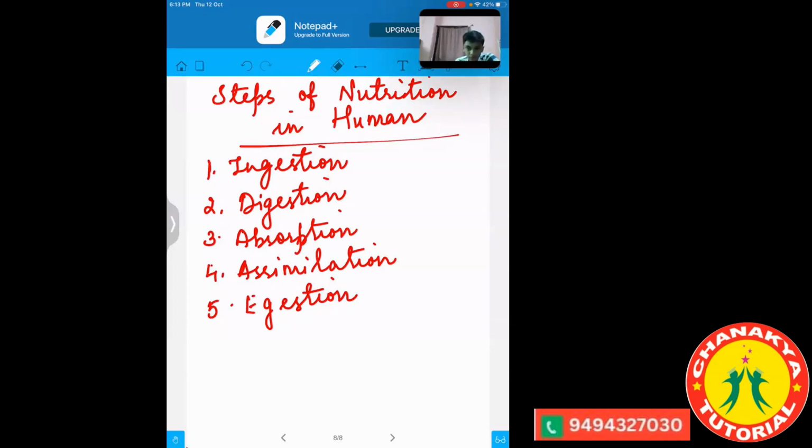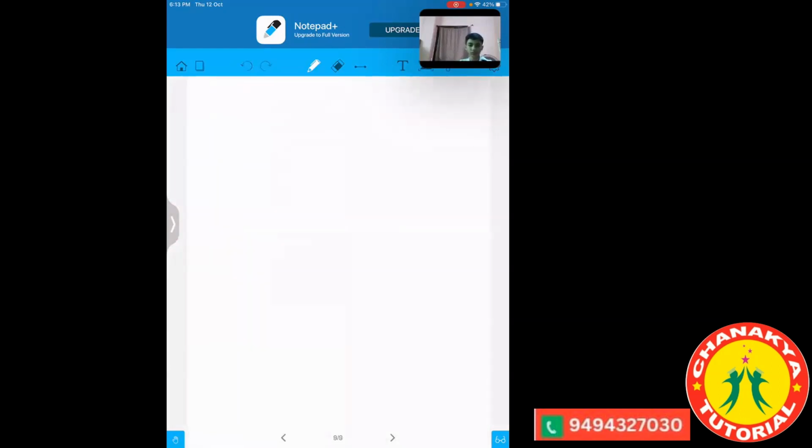All right. So the last one is egestion, which basically means throwing out the waste matter or the fecal matter outside the body with the help of the anus. So with the help of the anus, these things will be thrown out of the body.